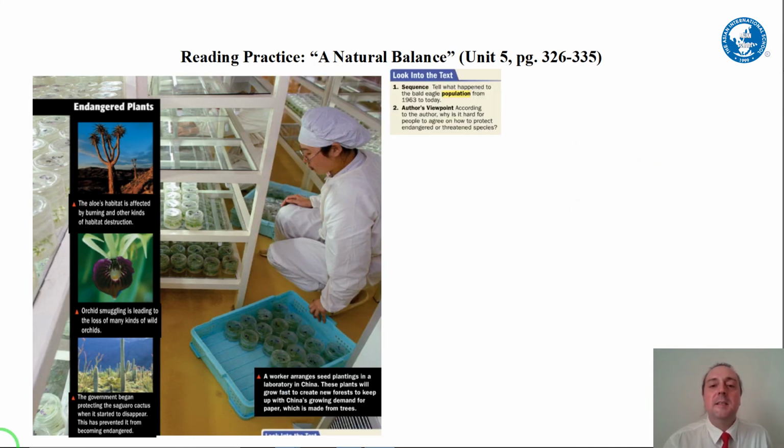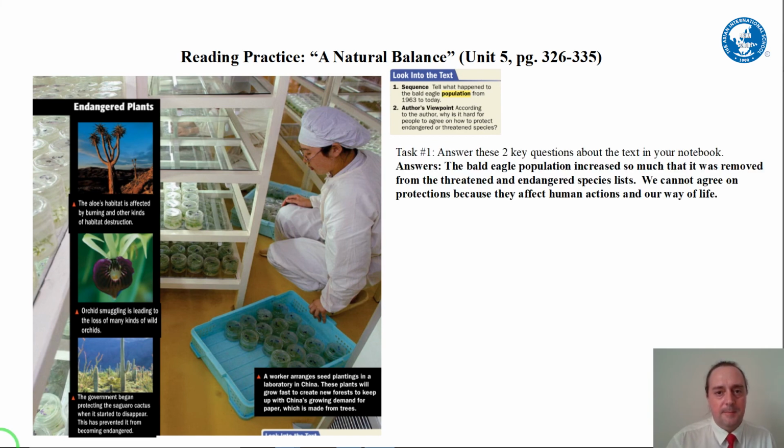Here we go. Let's start with the 2 questions that you see on the screen. Okay? The 2 questions. First, what happened to the bald eagle population? The bald eagle population increased so much that it was removed from the threatened and endangered species lists. That was in the text. Okay? We knew that happened.